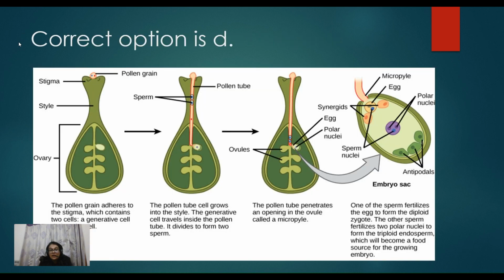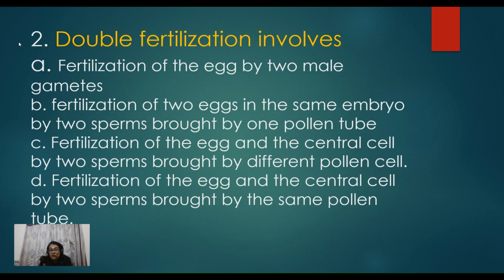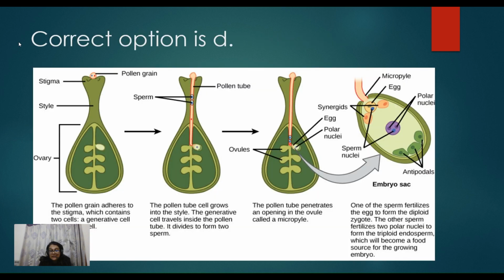Let's see. The correct option is D, right? Which means that fertilization of the egg and the central cell occurs with the help of two sperms which are brought by the same pollen tube. You can see the diagram also here. One of the sperms will fertilize the egg to form the diploid zygote, and the other sperm will fertilize the two polar nuclei to form the triploid endosperm which nourishes the embryo, right?